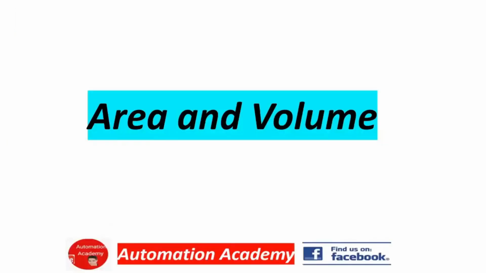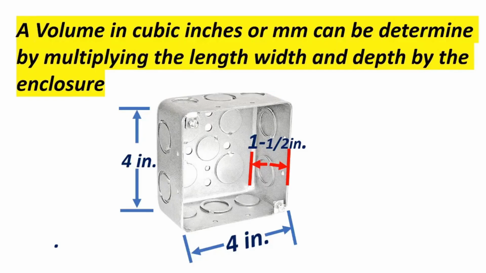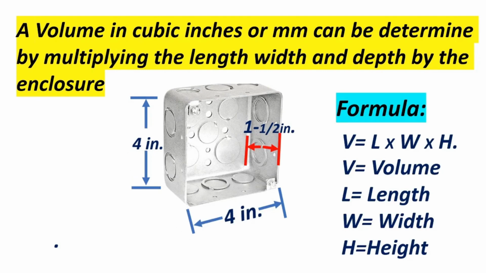Our next topic is area and volume. A volume in cubic inches or millimeters can be determined by multiplying the length, width, and depth of the enclosure. We have here an example of a utility box. The length is 4 inches, the width is 4 inches, and the depth is 1.5 inches. For the formula of volume, V equals length times width times height. V equals volume, L equals length, W equals width, H equals height.